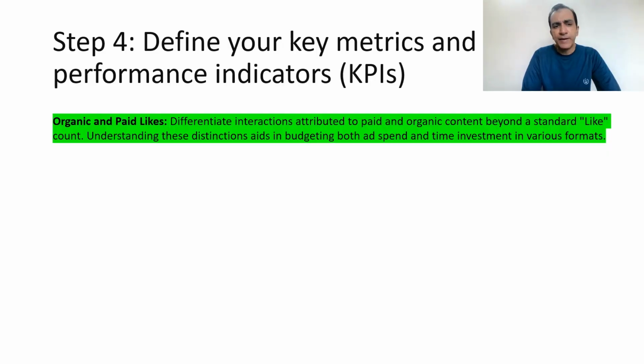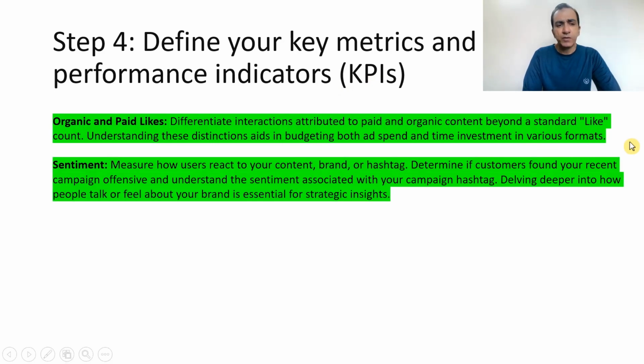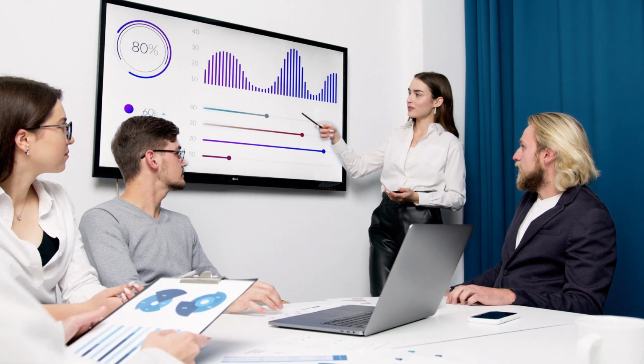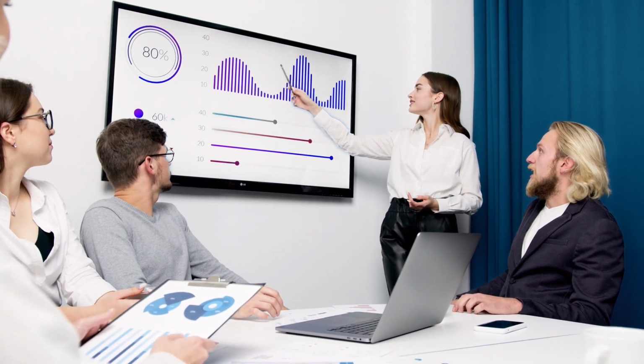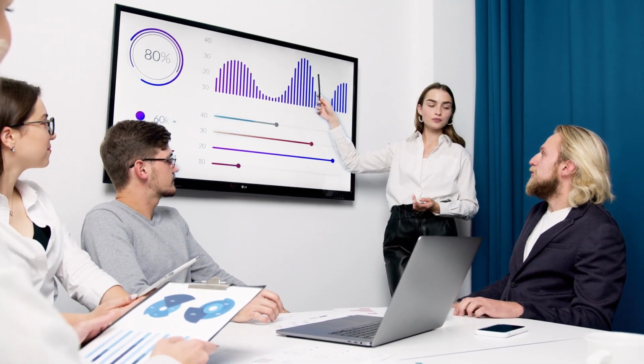Then organic and paid likes. You can differentiate the interactions attributed to paid and organic content beyond a standard like. So understanding these distinctions aid in budgeting both spend and time investment in various formats. And there are sentiment analysis tools available which measure how users react to your content, brand, or hashtag.